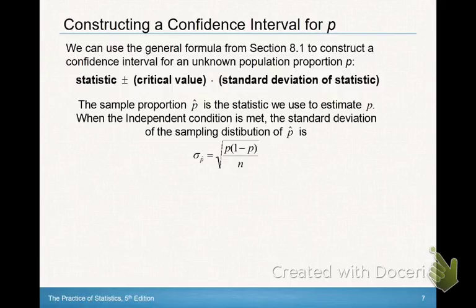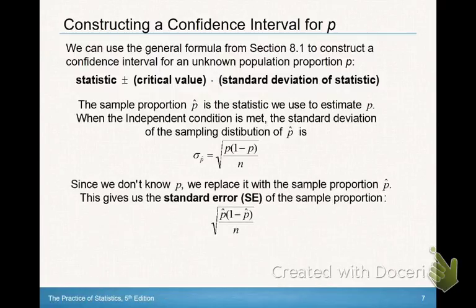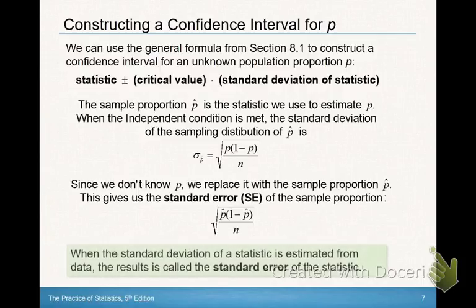The sample proportion p hat is the statistic that we use to estimate p. When the independent condition is met, the standard deviation is the square root of p times q divided by n. But since we have p hat and we don't know p, we use what's called the standard error. So we use the square root of p hat times q hat divided by n. We're using our p hat to estimate p. When the standard deviation of a statistic is estimated from data, the result is called the standard error of the statistic.